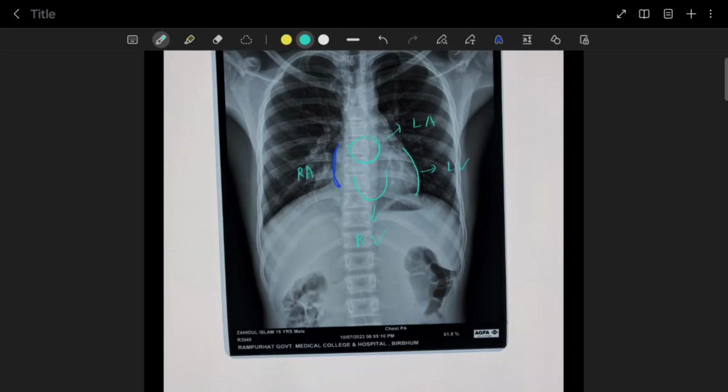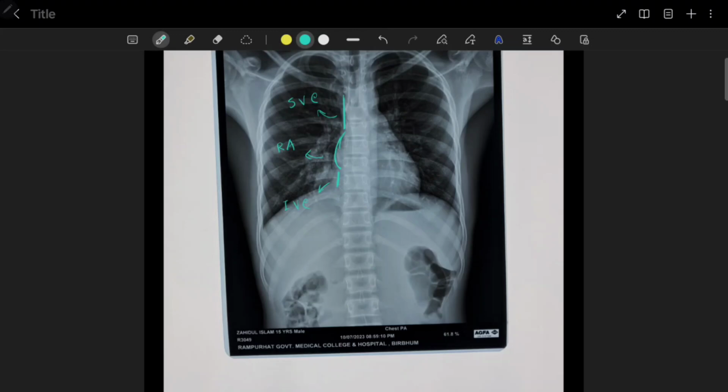After that, the examiner may ask you what the left-sided boundary and the right-sided boundary of the heart are in this X-ray, okay. So see the boundaries. Here is the superior vena cava, okay, we said earlier that it is the right atrium. Then this is the inferior vena cava, okay.